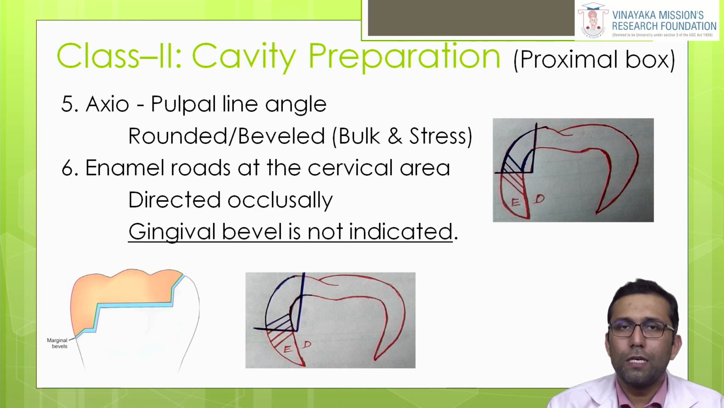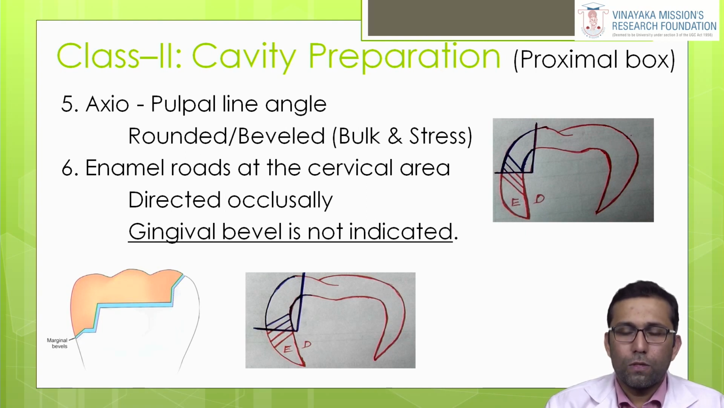This is to avoid the stress that is concentrating at that line angle and to have an adequate bulk for the restorative material to avoid fractures. Next, the important thing is the enamel rods at the cervical area. The enamel at the cervical area, in the case of primary, is directed occlusally, whereas in the case of permanent, it is directed gingivally. These are the anatomic differences in the enamel rod alignment compared to permanent.